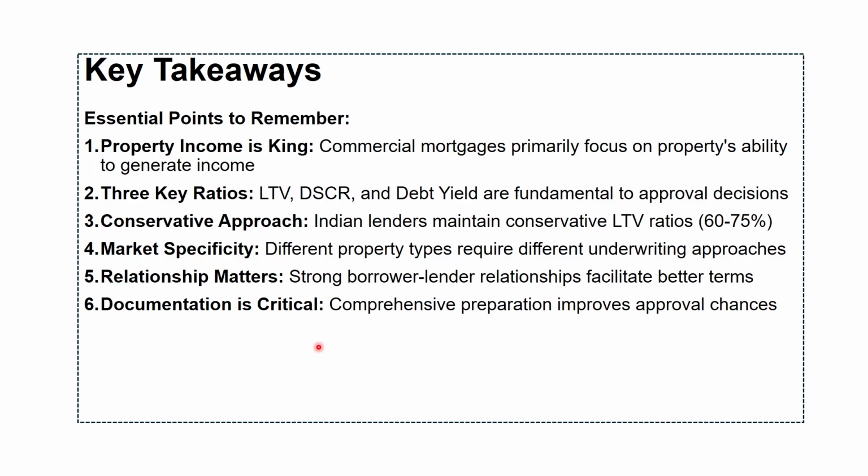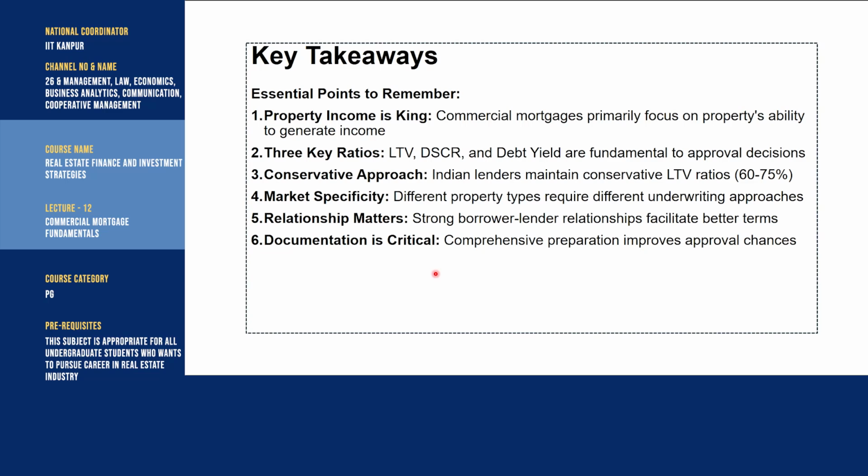Then what are the key takeaways? Property income is the most important yardstick for commercial mortgages. Key ratios we have seen: LTV, DSCR, debt yield. Then a conservative approach has to be maintained by the lender. Market specificity, different property types have to be taken into consideration. And relationship matters, a strong borrower-lender relationship has to be there, and documentation is critical. So proper documentation has to be maintained by the borrower.